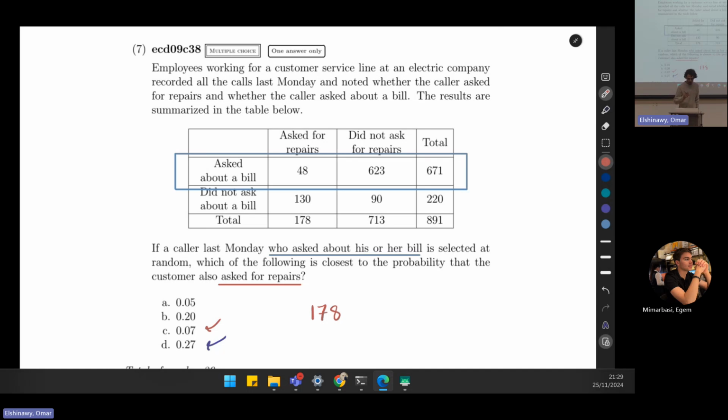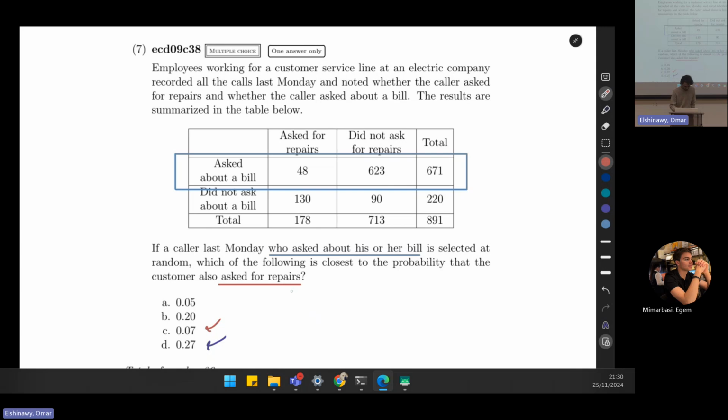Are we looking at the people who asked for repairs in the whole data set or just in the subset of people in the blue box, the precondition? It's the blue box, right? So yes, it could be a bit tricky if you're not careful. But you always start with the precondition and highlight the relevant part, because we're only looking at people who asked about the bill.